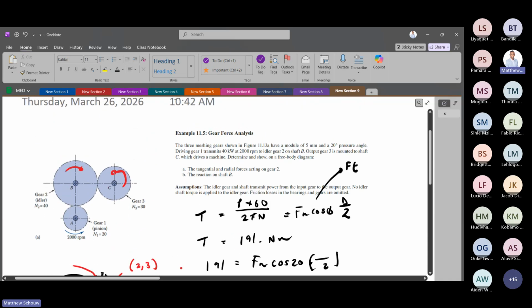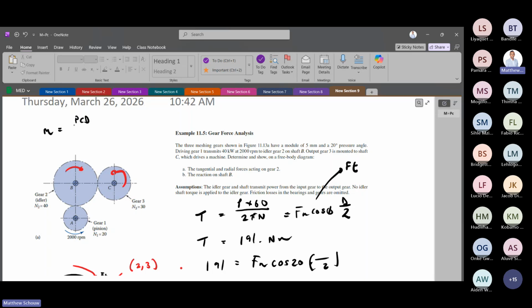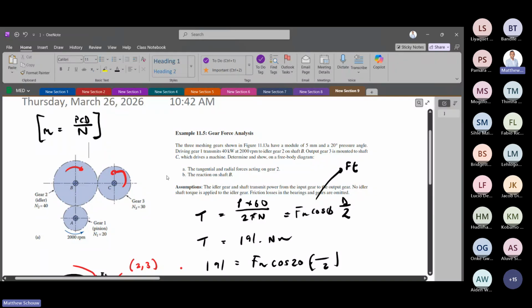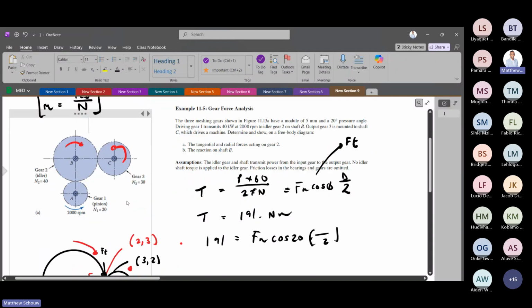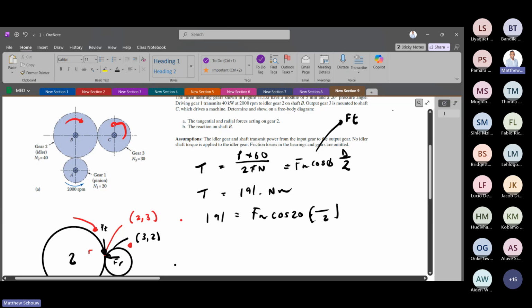So I'll just recap for you guys. Your module is your pitch circle diameter, your PCD, divided by the number of teeth. That's what the module is. Very important ratio. We don't have to call it the PCD, you can just call it D. So you have the module of each one and the number of teeth, so you can easily find the diameter for each one.